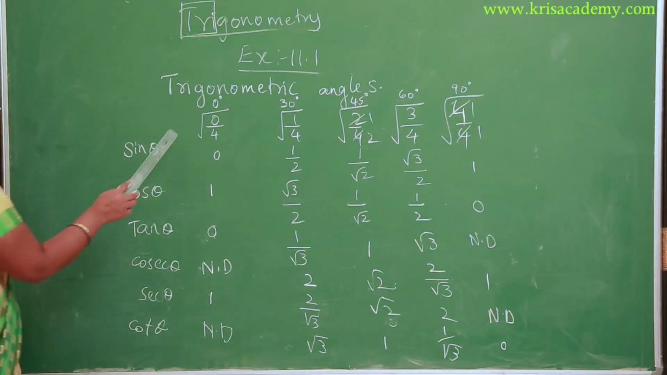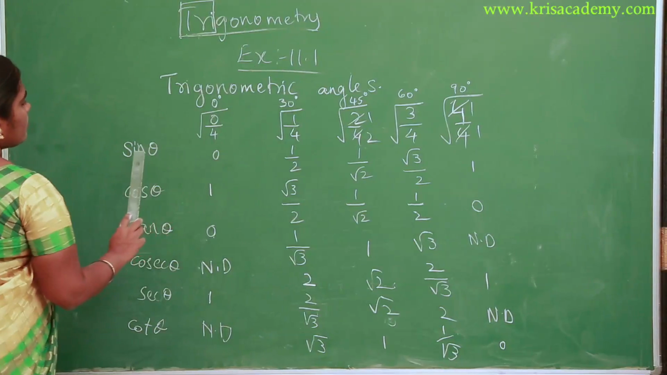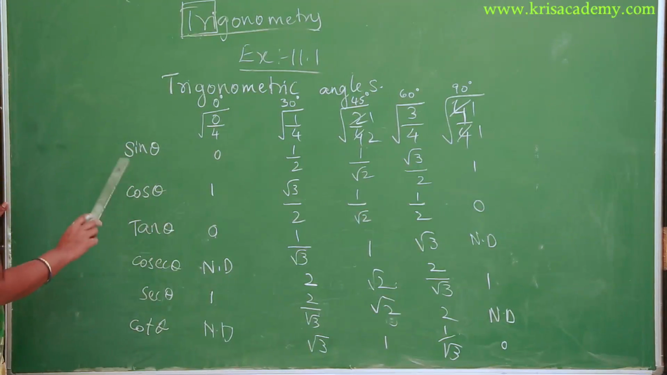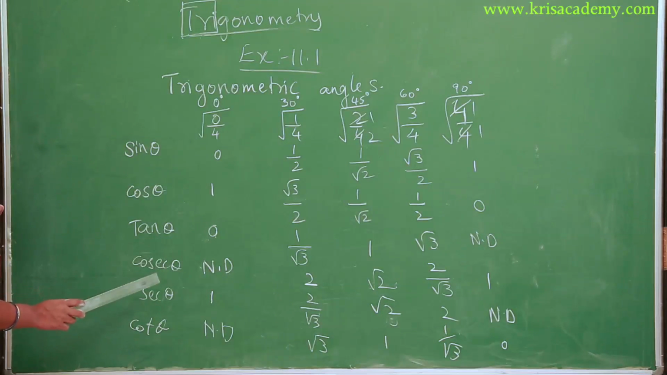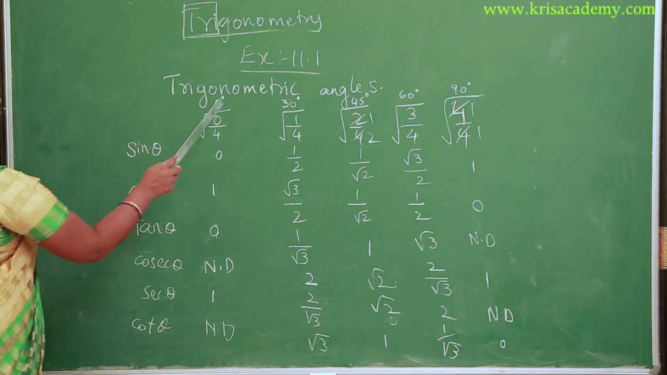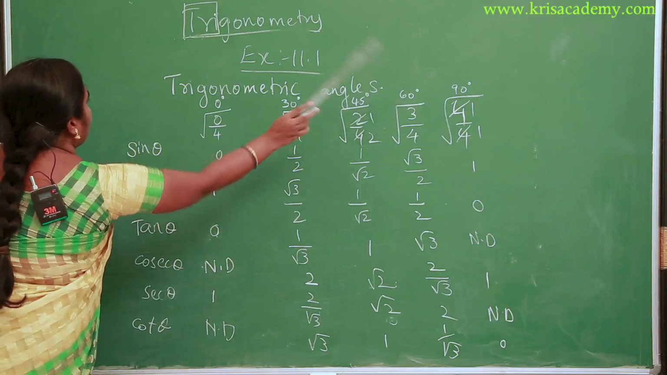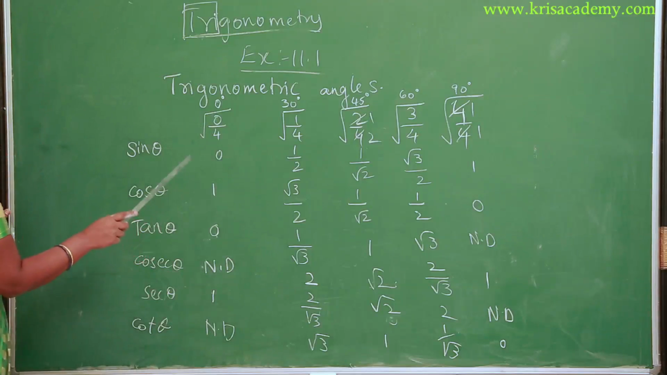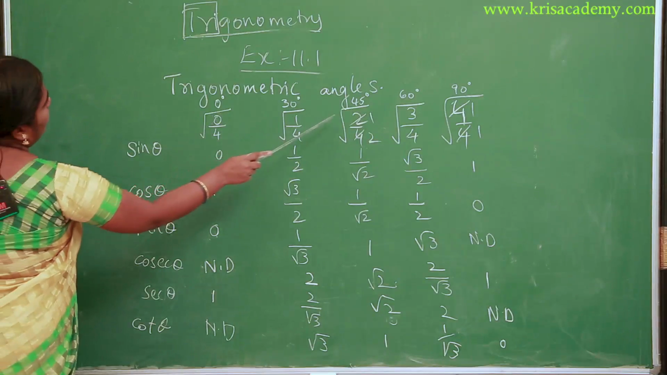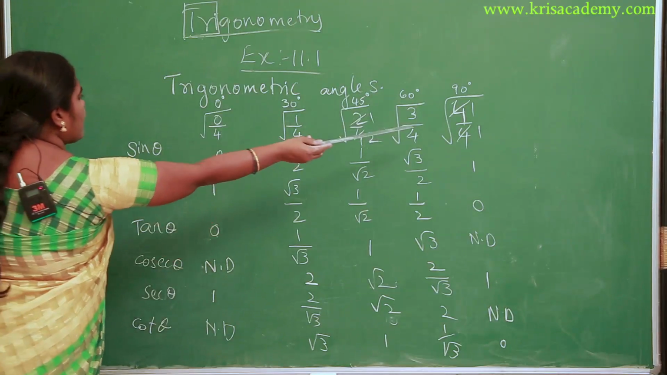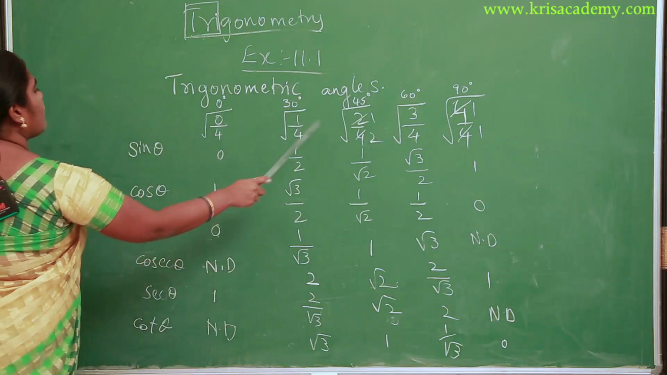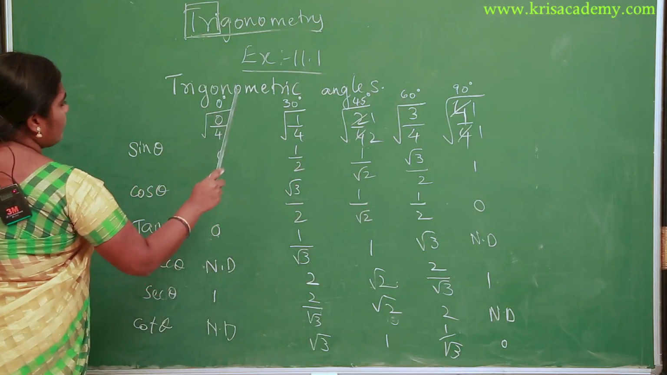So now let us go to trigonometric angles. We have 6 trigonometric ratios: sine, cos, tan and cosecant, secant and cot. We have to find the values for the angles 0 degrees, 30 degrees, 45, 60 and 90. So how to prepare a table? Let us take 0, 1, 2, 3, 4. The last digit is 4, so divide every number by 4 and apply the square root.